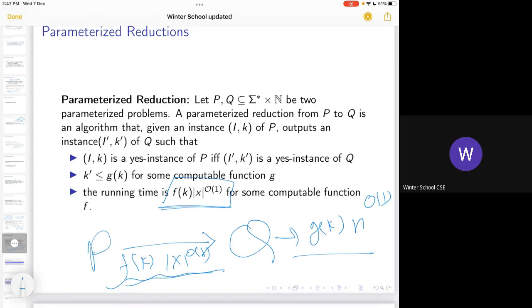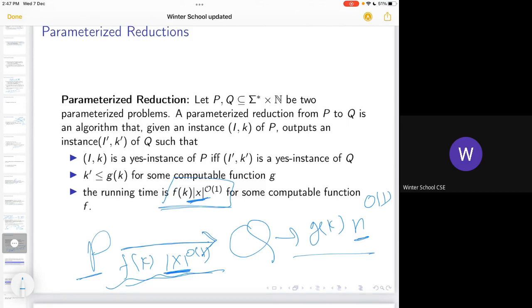Say x is the input of problem P. I was using n, but here I have written x. So x is, say, polynomial in the size of the input of the problem P. So what did we say here is that if we allow this much running time, then also nothing goes wrong. So polynomial is too strict for the running time of this reduction. We can allow much more than that.